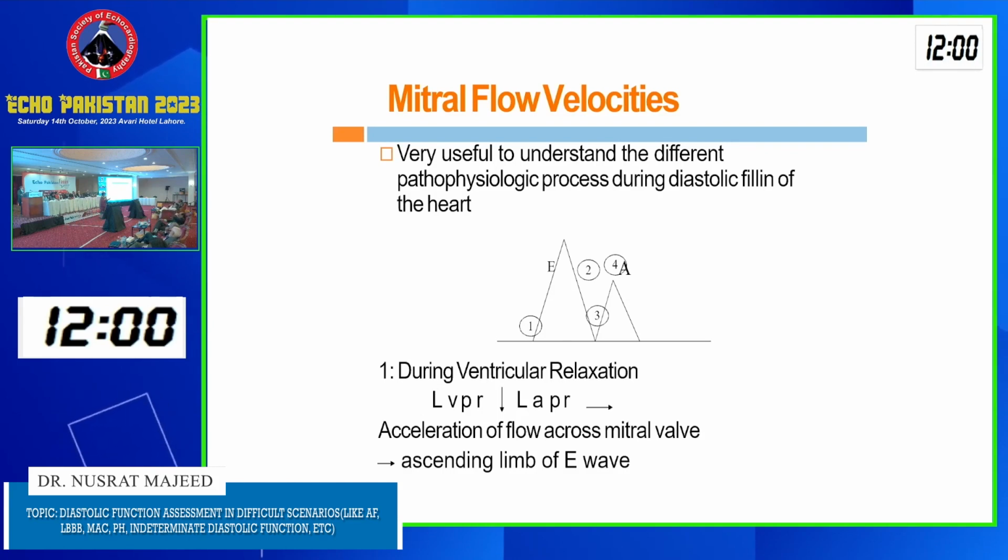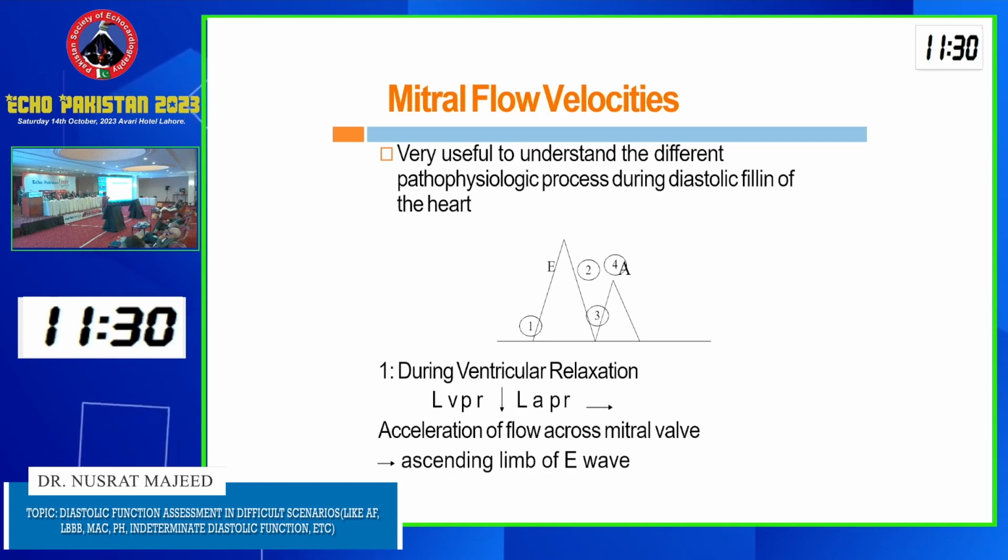So, you see, this is the basics. You must have seen this E/A, everyone is talking about that. And how does it form? I see some juniors sitting here. During ventricular relaxation, the left ventricular pressure falls below that of left atrial pressure. And flow is gradient dependent, so the blood gushes from the left atrium into the left ventricle, and this forms the ascending limb of the E wave.